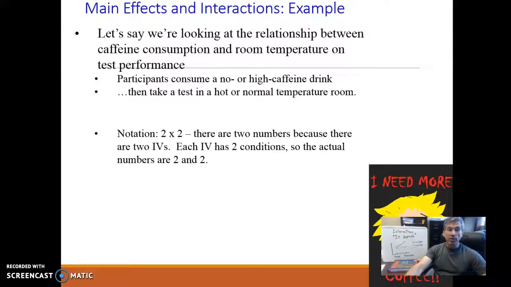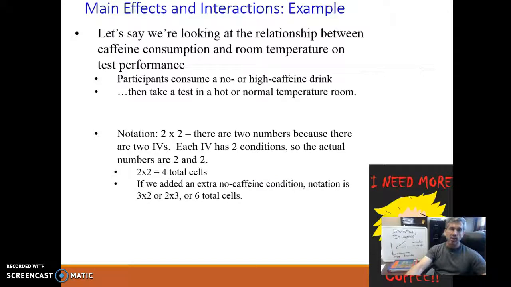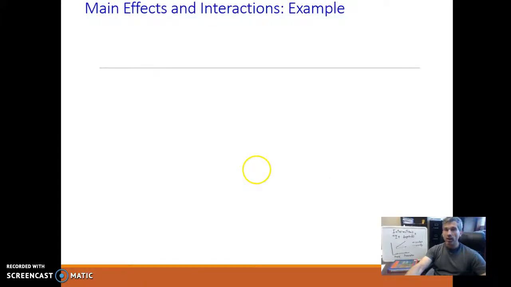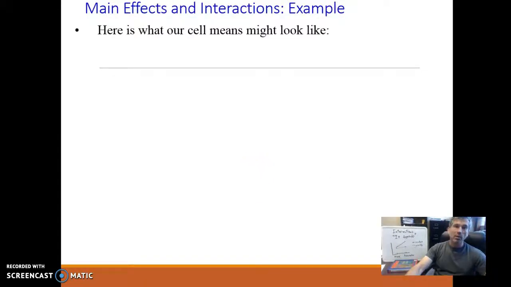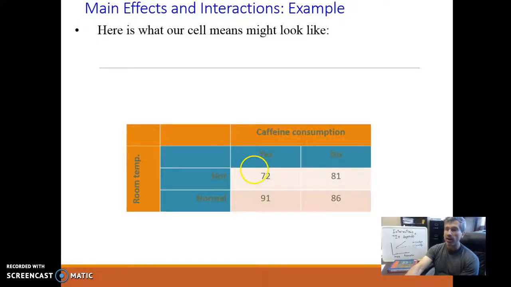Our notation for this design would also be a 2x2, and again there are two terms because there are two IVs. Each one has two conditions, so your actual numbers are 2 and 2. And there will be 4 total cells here. We're going to see what those cells look like in just a second. If you added an extra condition where, say, there was no drink at all, your notation would be 3 by 2 or a 2 by 3, or 6 cells. So here's a chart. Let's say we run this study and we get some data and we lay out our data like this. First of all, notice they're called cells, like in a biology setting or prison setting.